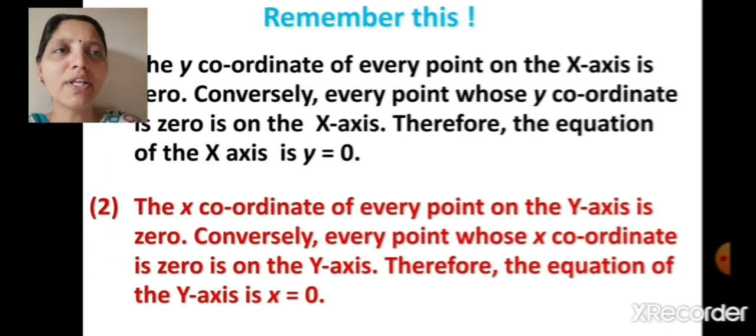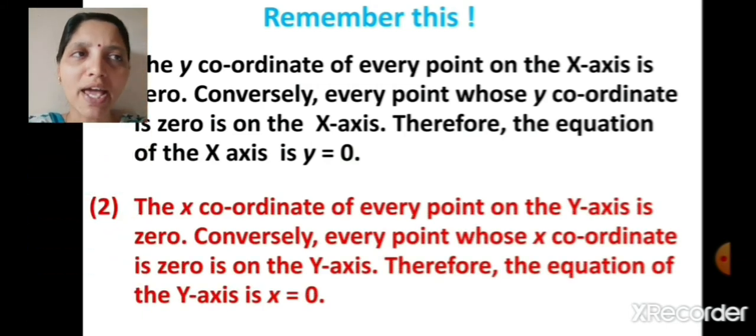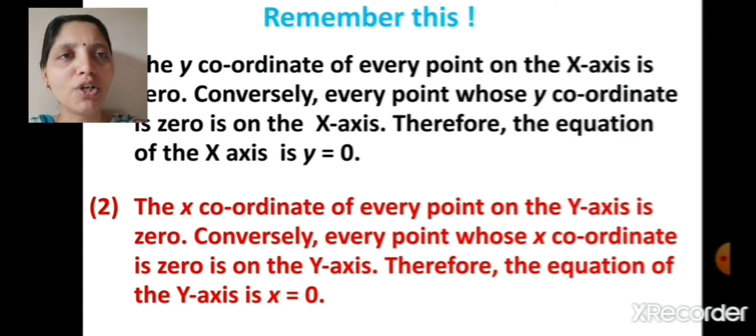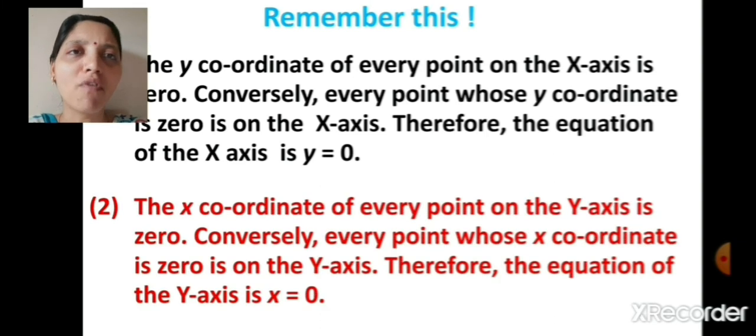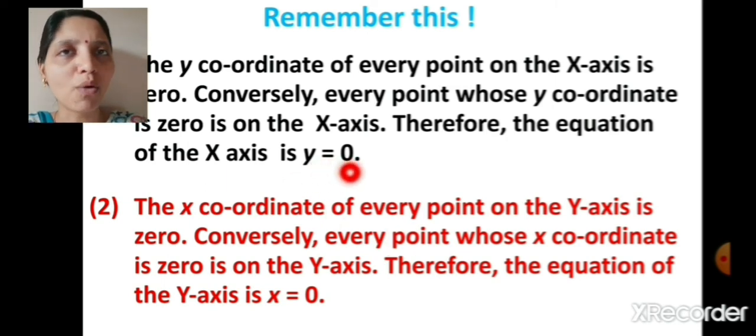And the x coordinate of every point on the y-axis is 0. Conversely, every point whose x coordinate is 0 is on the y-axis. Therefore, the equation of the y-axis is x is equal to 0. So, always remember the equation of the y-axis is x is equal to 0 and the equation of the x-axis is y is equal to 0. So with this we will end this session here.